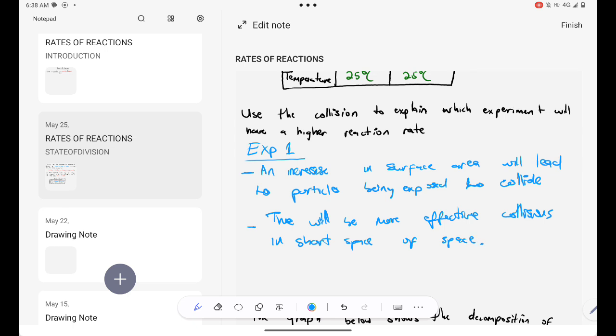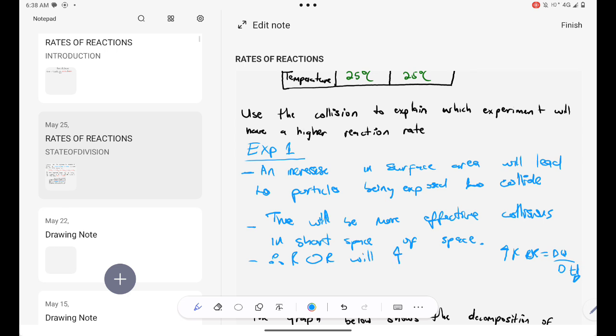Remember that rate of reaction, ROR, is basically the change in quantity of your product or reactant over the change in time. If you are decreasing the amount of time it takes for your particles to collide, you are obviously increasing the reaction rate. That's why whenever you increase the surface area, you end up having a higher rate of reaction. And therefore, the rate of reaction will increase.